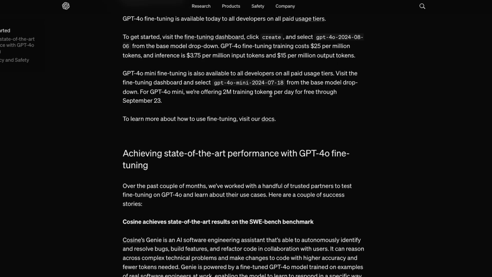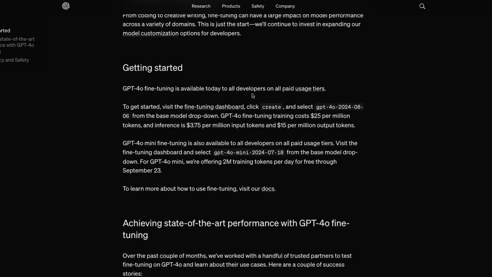OpenAI now wants you to fine-tune. And there is a fine-tuning dashboard where you can fine-tune with the UI, or you can also fine-tune using the API. And this is going to be available for all the developers. GPT-4o fine-tuning is not going to be under a waiting list. And they have also got the rates.